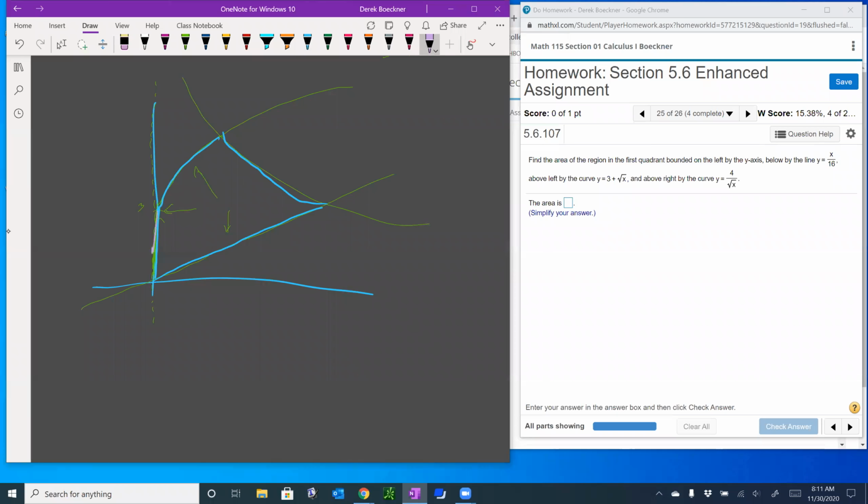I'm going to do that in purple because my boundaries are. This is y equals 4 over the square root of x. This is y equals 3 plus the square root of x. This is y equals x over 16. This is x equals 0. So those are the 4 sides of my shape. We good with that?